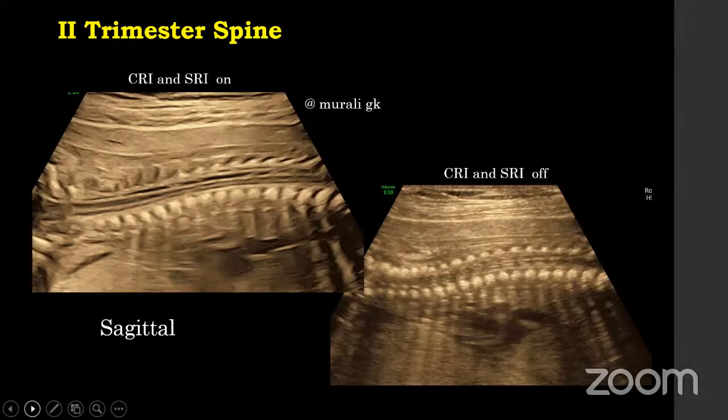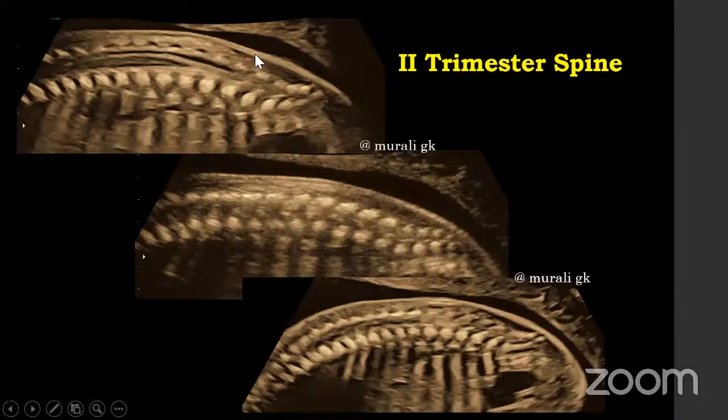Now coming to second trimester, I have an interesting tip. There's something called CRI and SRI in your machines. When you're looking at the spine, you turn off the CRI and SRI, you will see the bony elements better. When you turn it on, you are seeing the soft tissue better. You are seeing the spinal cord. You are seeing the skin, which is not appreciated otherwise. I'll show it in another image. But if you want to look at the bony elements of the spine, turn off CRI and SRI. If you want to see the skin covering the spine, you want to see the cord, you just turn on the CRI and SRI.